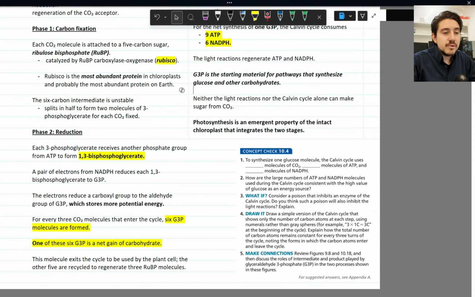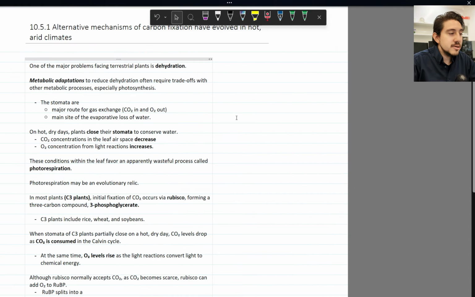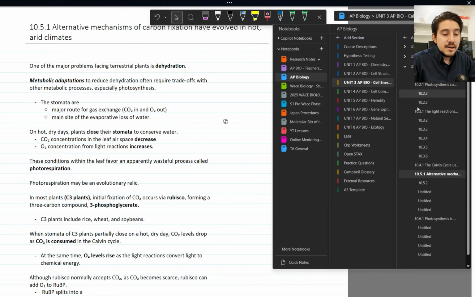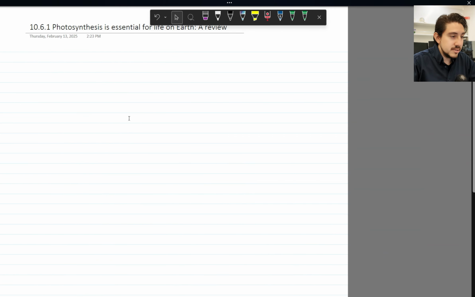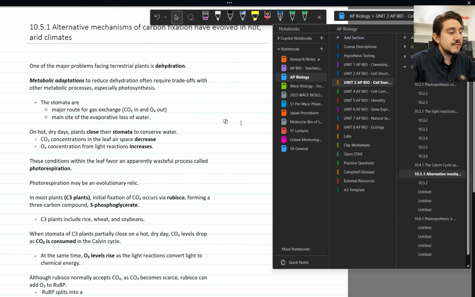With that, we finish the first part of chapter 10. I'll continue on talking about alternative mechanisms of carbon fixation and just a summary of photosynthesis in itself, which I am almost about to finish.